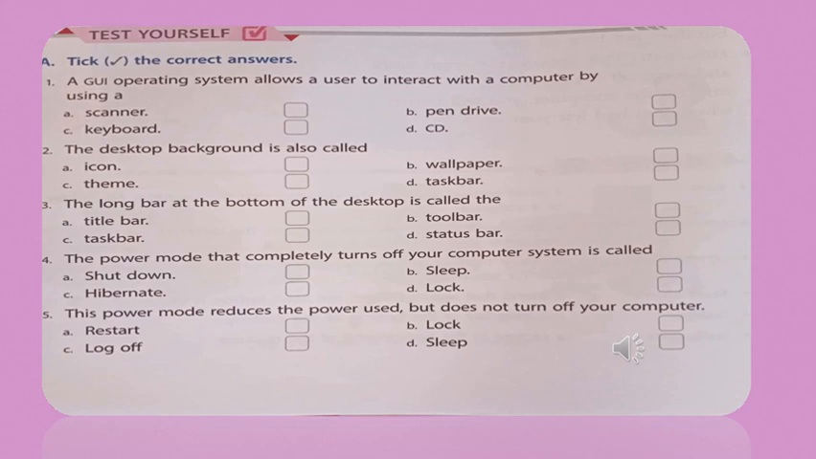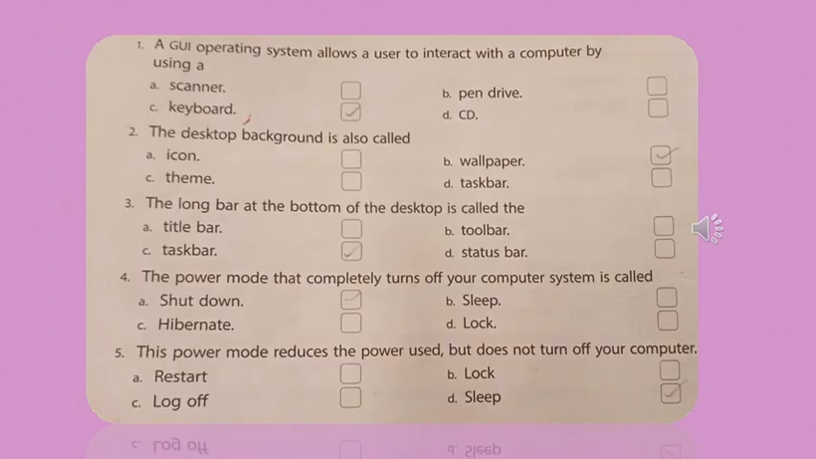Let me revise it once again. A GUI operating system allows a user to interact with a computer by using a keyboard. The desktop background is also called wallpaper. The long bar at the bottom of the desktop is called the taskbar. The power mode that completely turns off your computer system is called shutdown. The power mode that reduces the power used but does not turn off your computer, sleep.